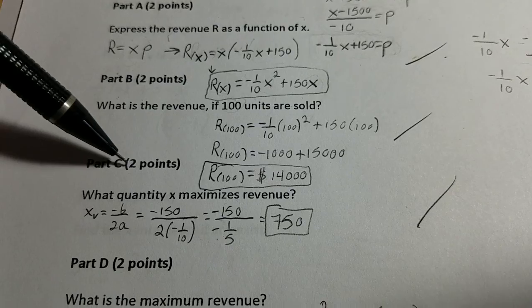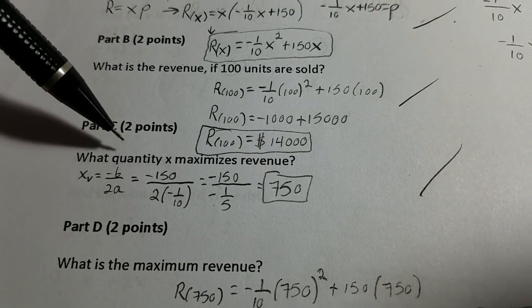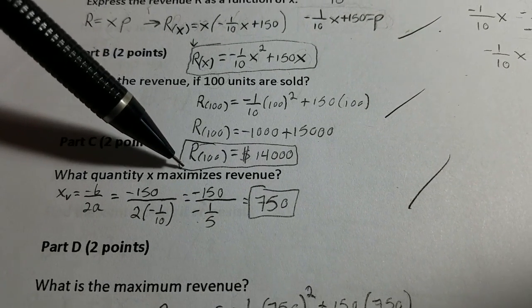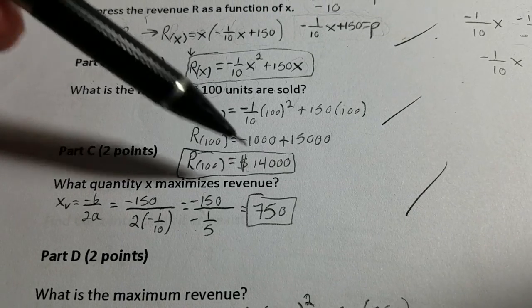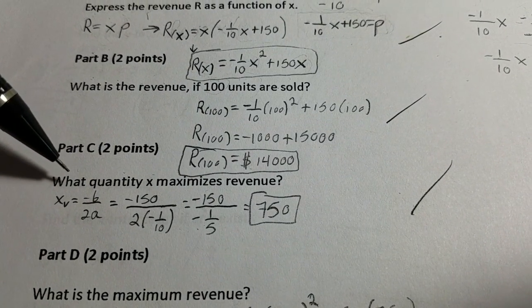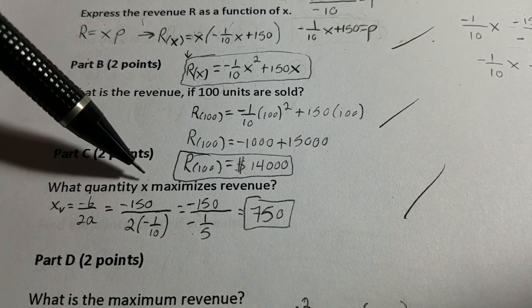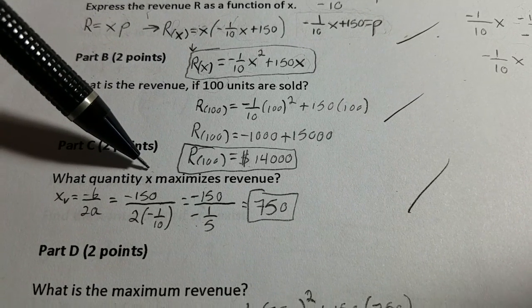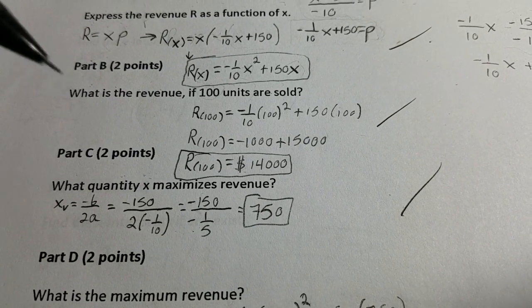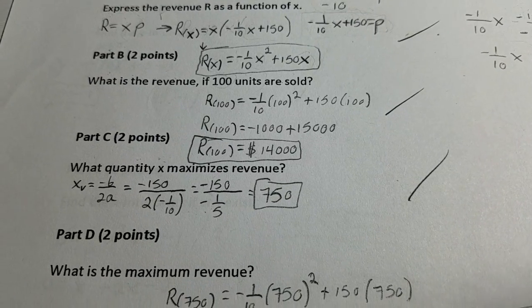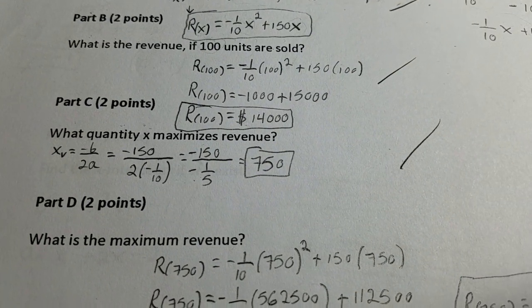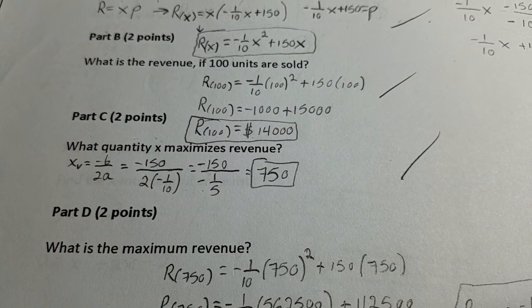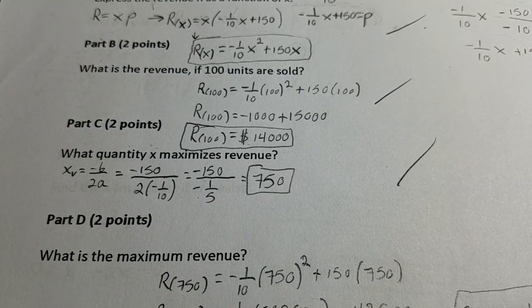Let's move on to part C. It says, what quantity X maximizes the revenue? Okay, so since it says what quantity of X, that means you need to find the amount of units that you can sell so that you can make the maximum revenue out of it.